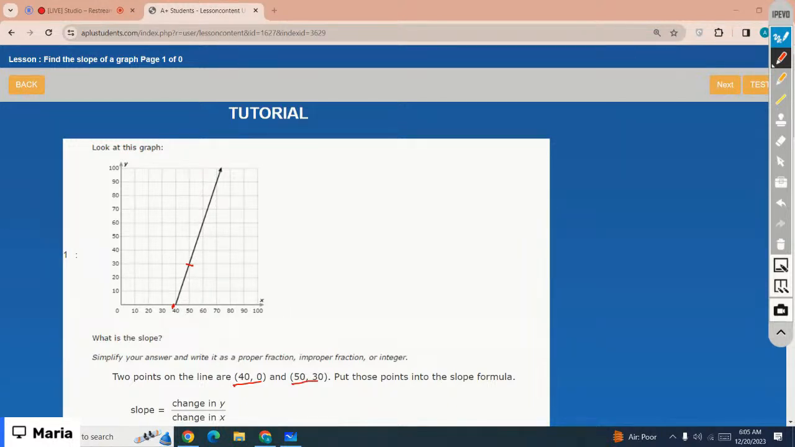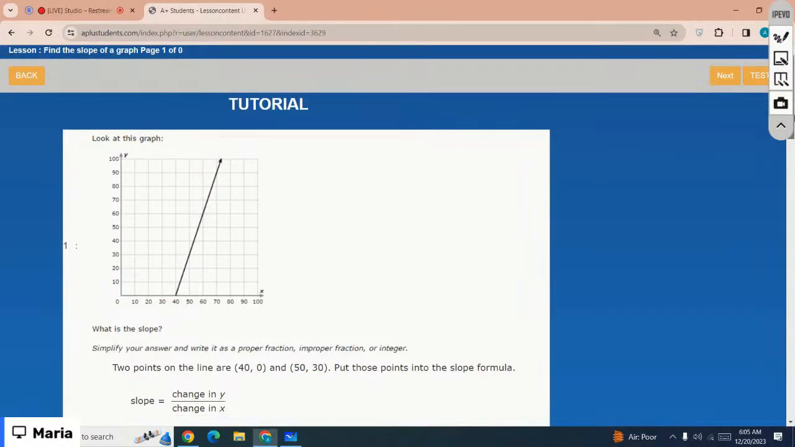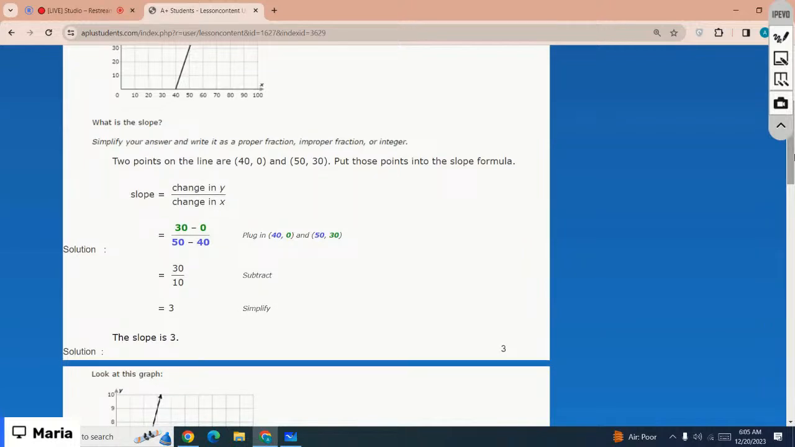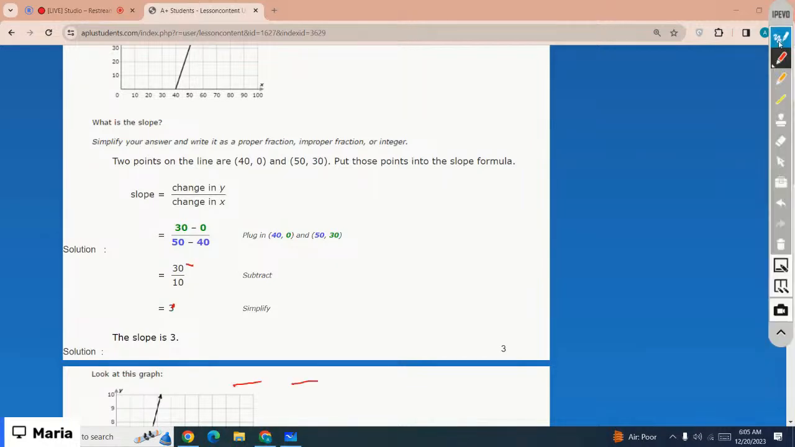The slope formula is change in y divided by change in x. Change in y means you need to subtract the y coordinates, and for the denominator you need to subtract the x coordinates. So the y coordinates here are 0 and 30, so subtract 0 from 30, then 40 from 50, so that would be 30 over 10, and the correct option is 3. That means the slope is 3.